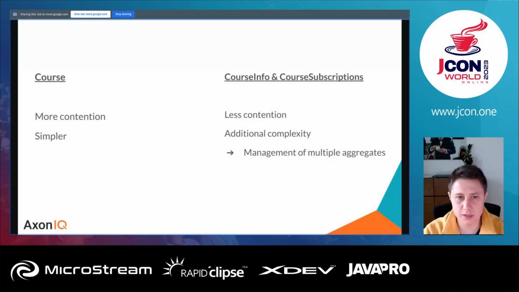What does it mean? It means whenever we want to create the course now, we need to go and create course info and course subscriptions. When we want to close the course, we need to close two aggregates. What would happen if one of these closing or creation commands fails? We need to go and compensate for that action. So basically closing the previous aggregate, deleting it, etc. So it definitely increases the complexity.